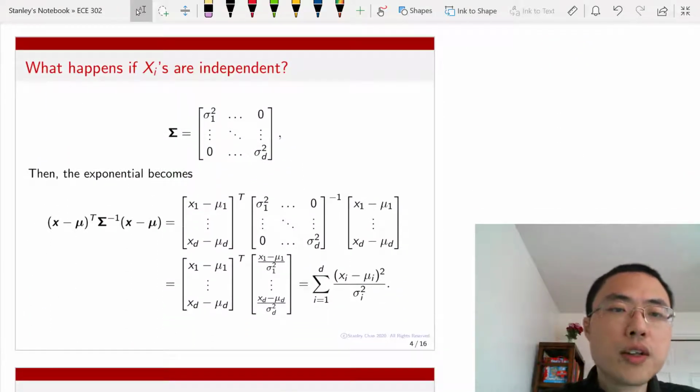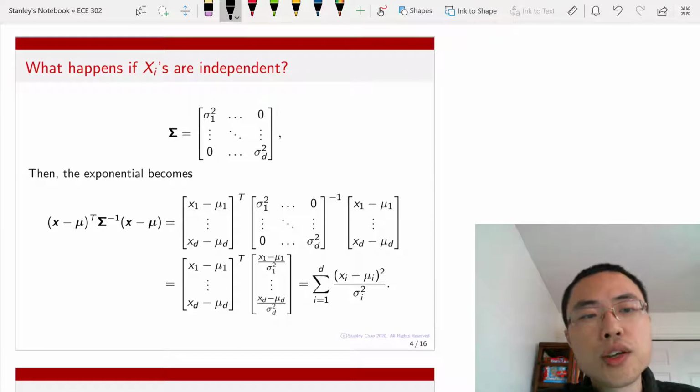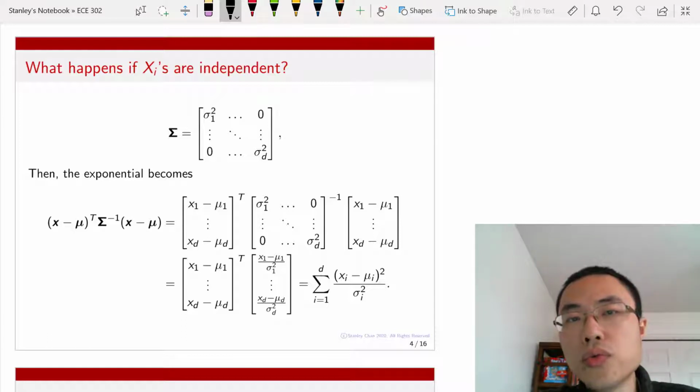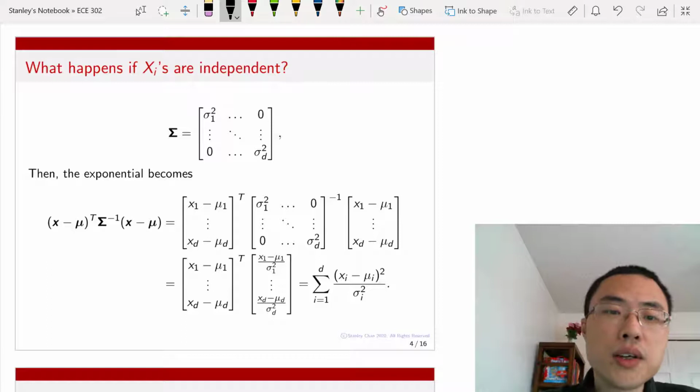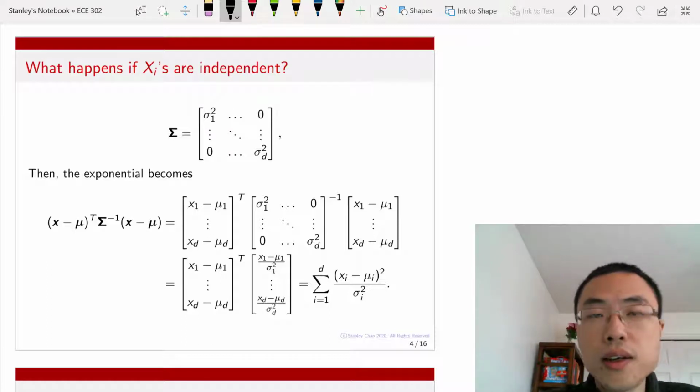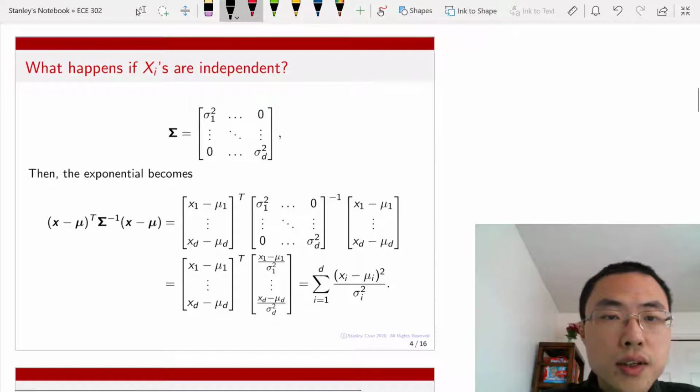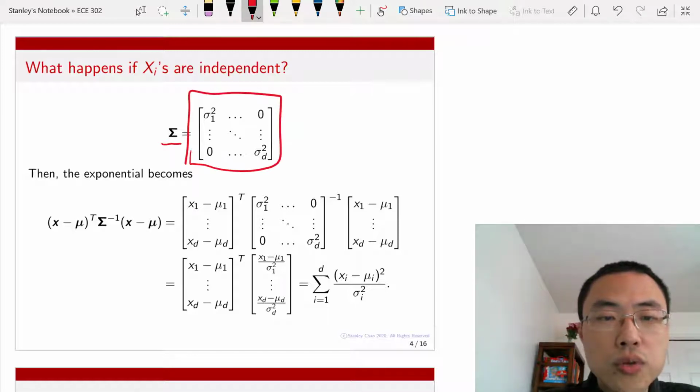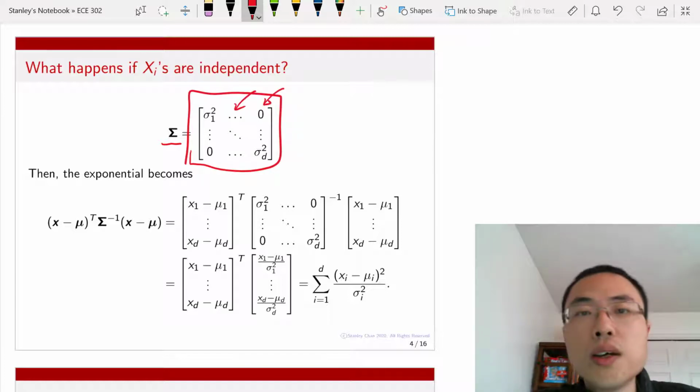To start with, let me talk about the independence. So assume that all these random elements, x1 through xn, are all independent. Then what will happen to your covariance matrix? As I said, if all the elements are independent, then this matrix sigma will become this. Now notice that all these cross terms, the covariance terms, all become 0.